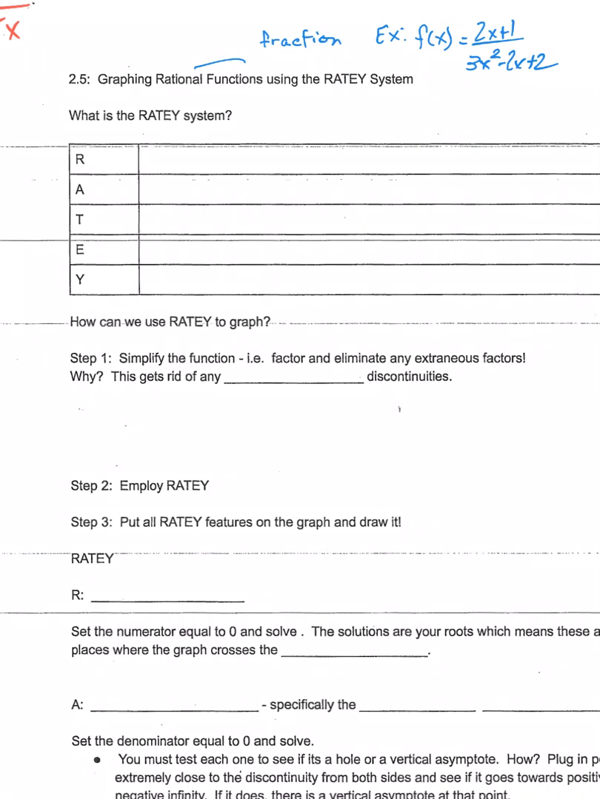That's a rational function. You see what I'm saying? It's got a numerator and a denominator, and both of them have polynomials in them. Okay? You don't have to write down that example. I just am showing you that's what a rational function is. You'll get plenty of examples in just a little bit. So what does RATEY stand for? R in RATEY is roots and removable discontinuities.